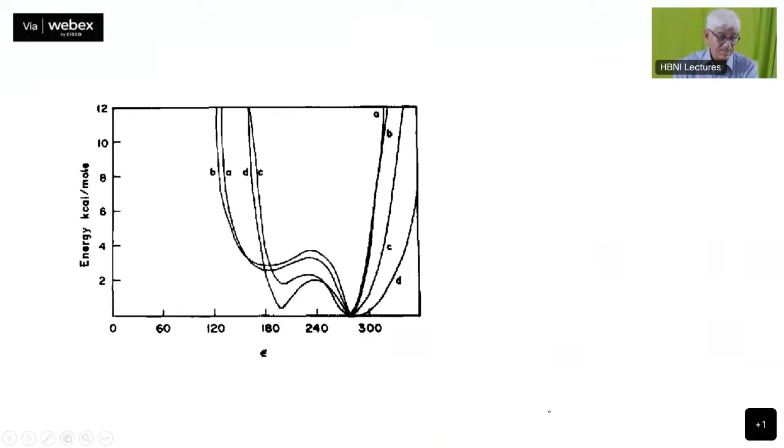We'll skip that. Now this is with regard to the backbone. What is the possible torsion angle epsilon?